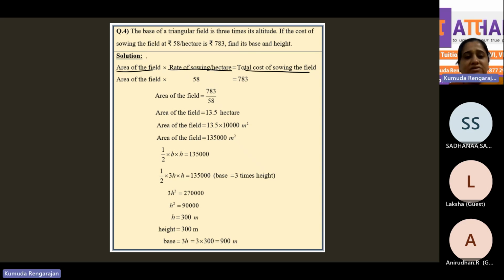So the area of your field is say 6 hectares, and for 1 hectare it is 58 rupees. So your total cost will be 6 into 58. Correct?